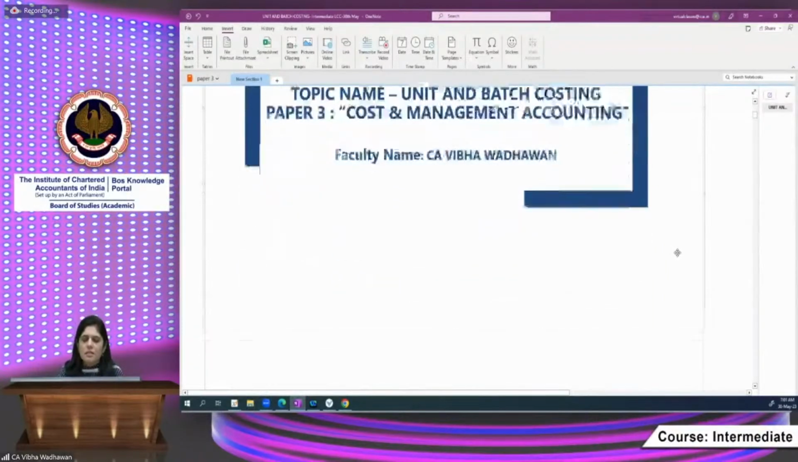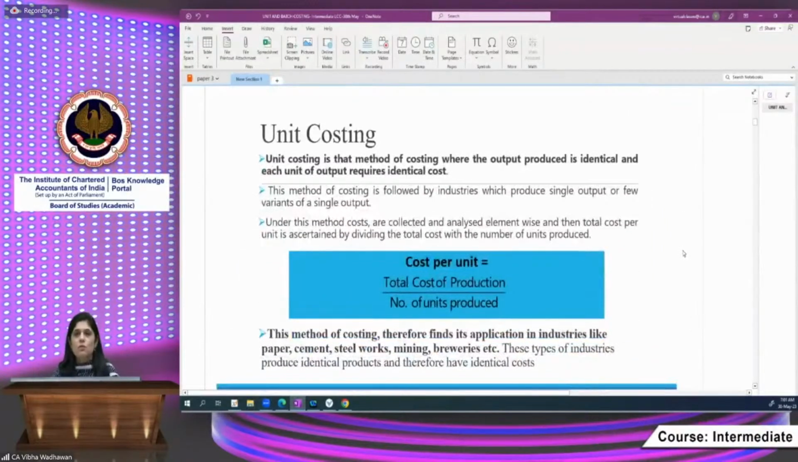All right. So let's start unit costing. So what is unit? Unit is per unit. One piece. So unit costing is that method of costing where the output produced is identical and each unit of output requires identical cost. So whatever outputs are being produced or manufactured, they are all identical. So identical means they are the same. So what does that mean?